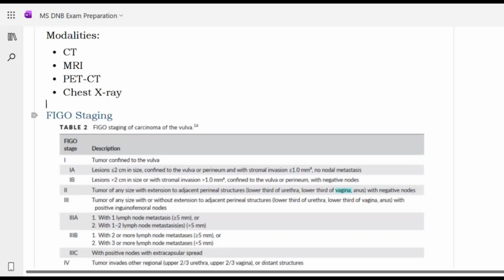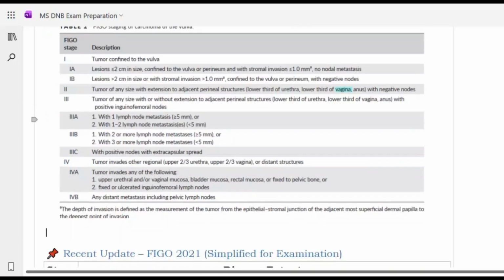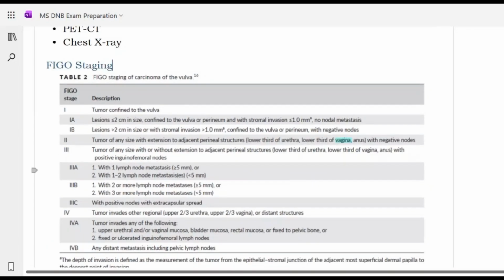The most important thing to understand here is the FIGO staging. As usual, there are 4 stages. The first stage is where the carcinoma is restricted to the vulva. Second stage is where there is a local spread in the lower 1/3 of the perineal structures. Third stage is the most important stage you should understand. Third stage deals with the involvement of the lymph nodes, and fourth stage is where the upper 2/3 of the perineal structures are involved, or there is a distant spread. So this is just the overview to understand these particular 4 stages.